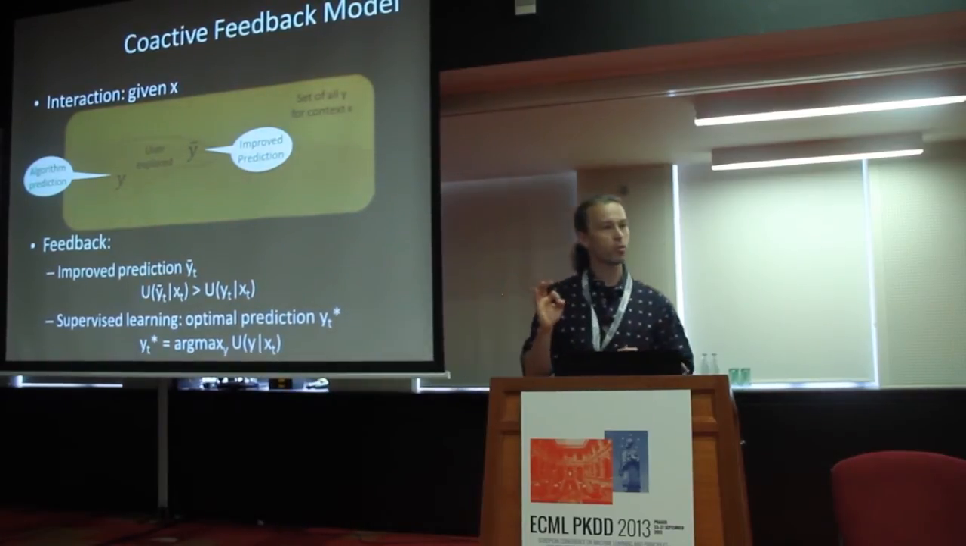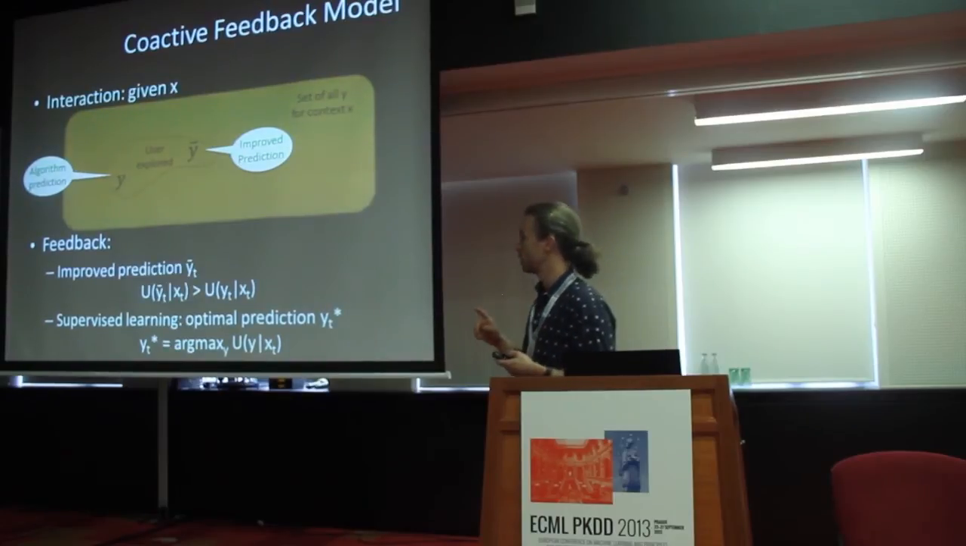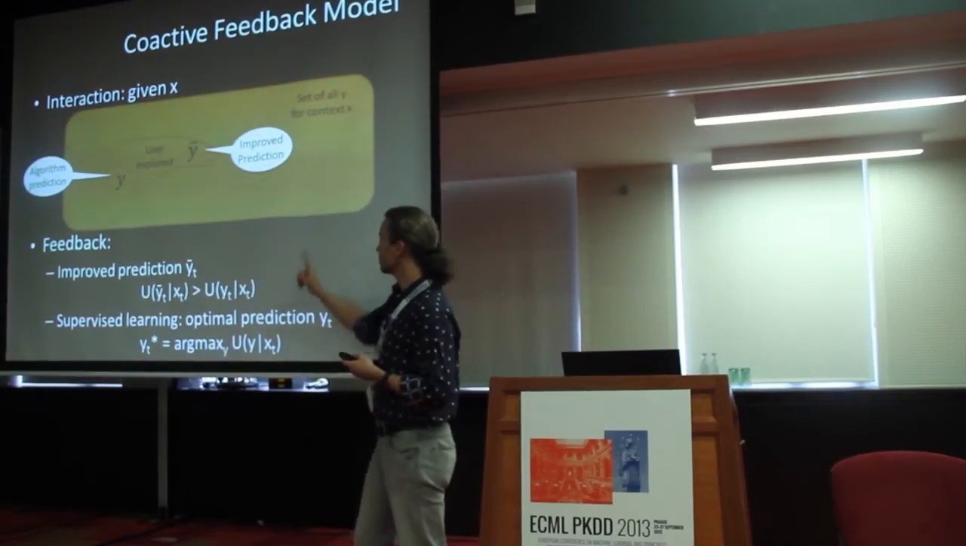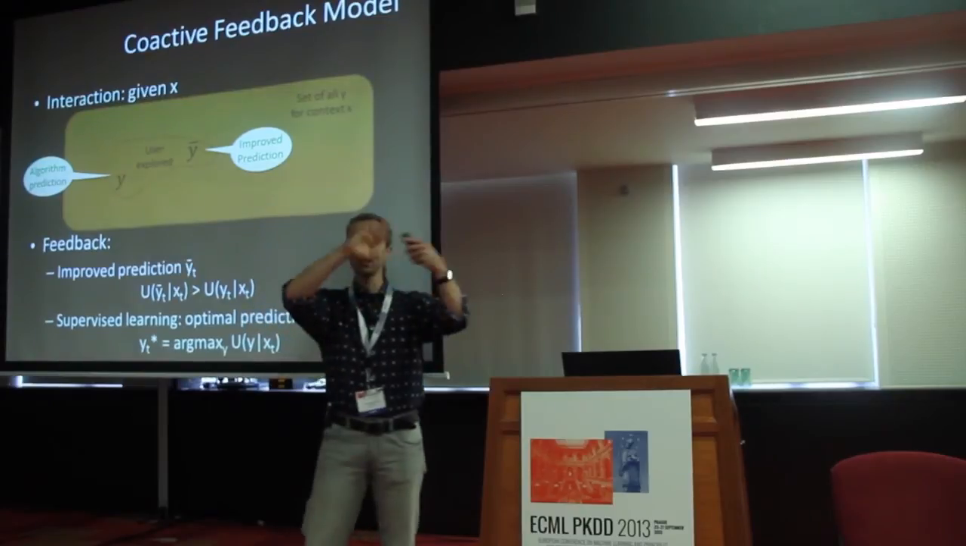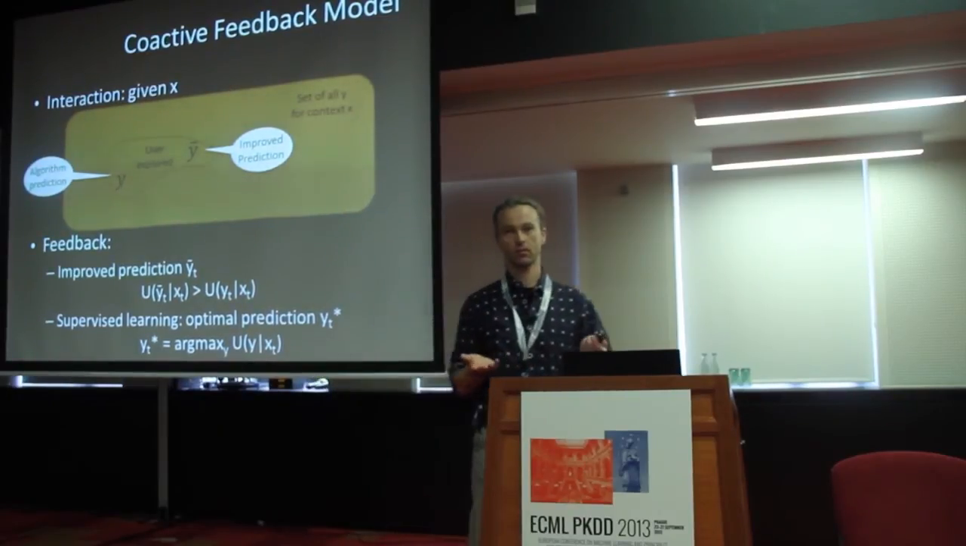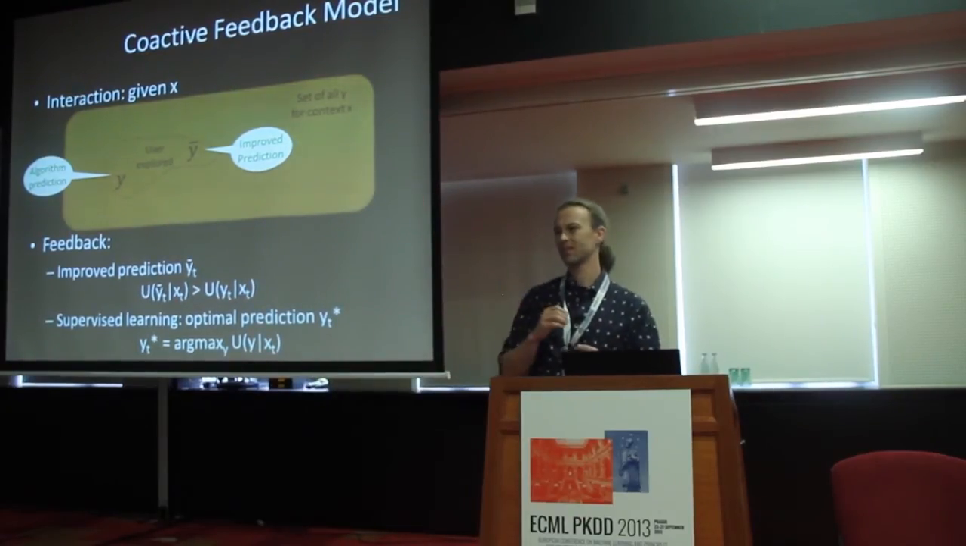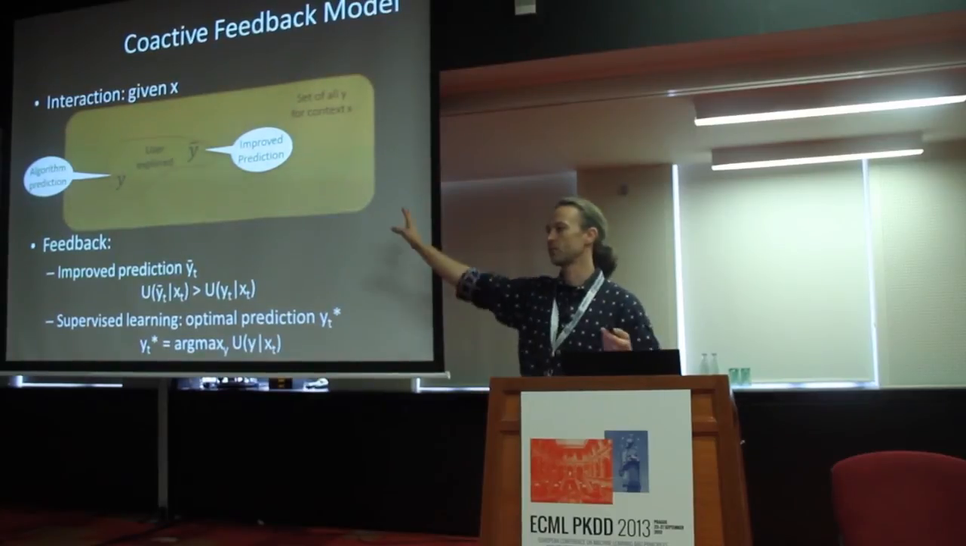So we get an improved prediction, Y bar, that has higher utility than the Y that the system presents. Note that this is different from supervised learning feedback. In supervised learning feedback, you would expect that the user gives us the Y star, the utility maximizer over the whole set, kind of the correct prediction. That's something we can't expect to get. Right? The user can't browse the whole prediction space.